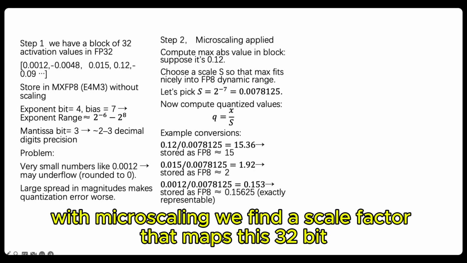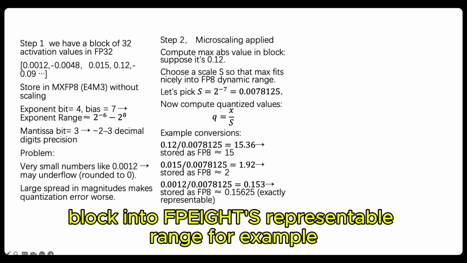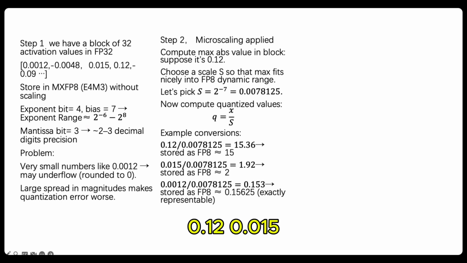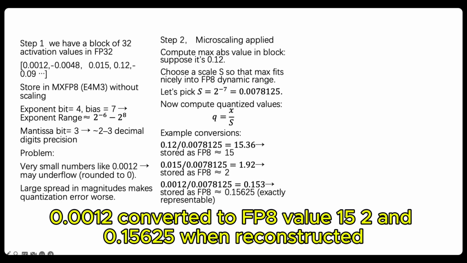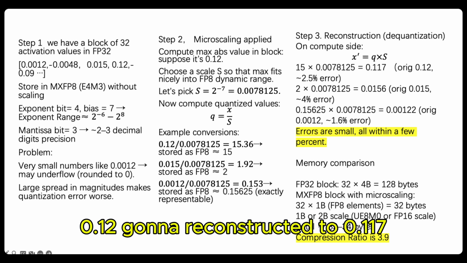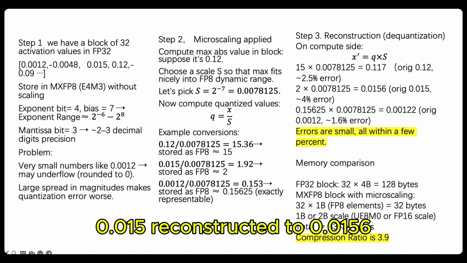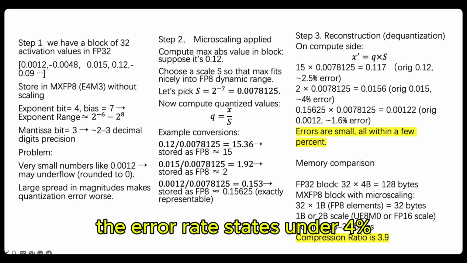With microscaling, we find a scale factor that maps this 32-bit block into FP8's representable range. For example, 0.12, 0.015, 0.0012 converted to FP8 values 15, 2, and 0.15625. When reconstructed, 0.12 is reconstructed to 0.117, 0.015 is reconstructed to 0.0156, and 0.0012 is reconstructed to 0.00122. The error rate stays under 4%.